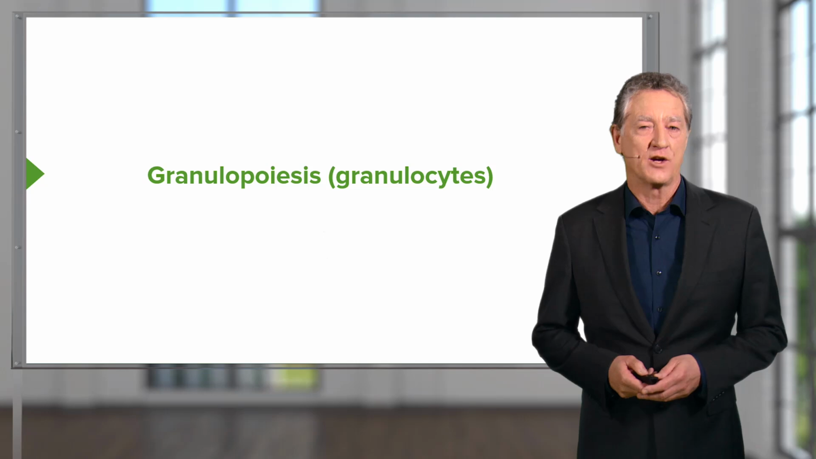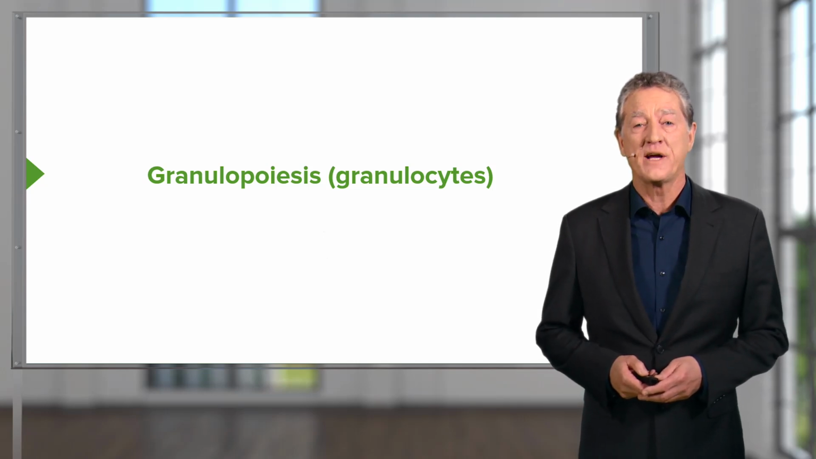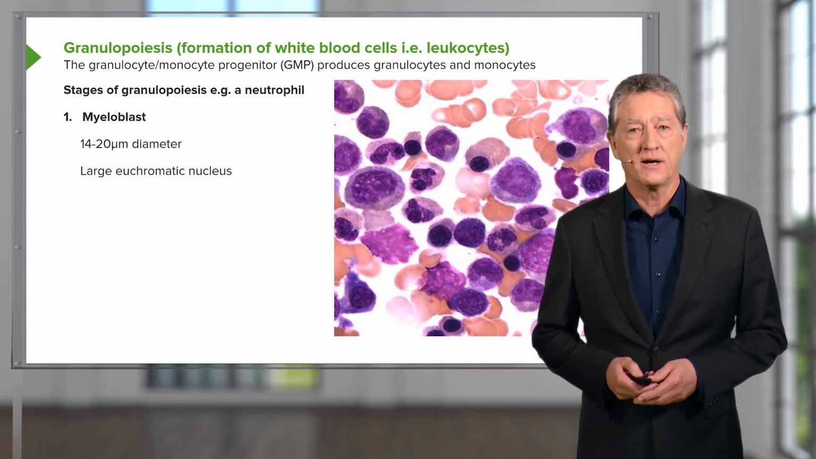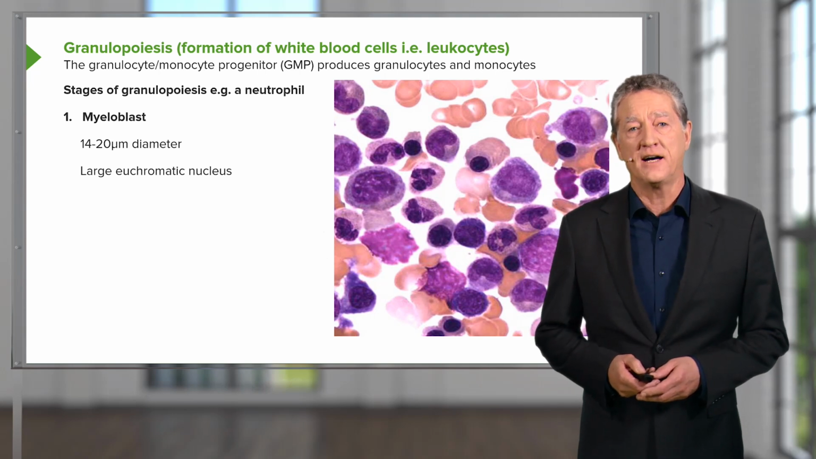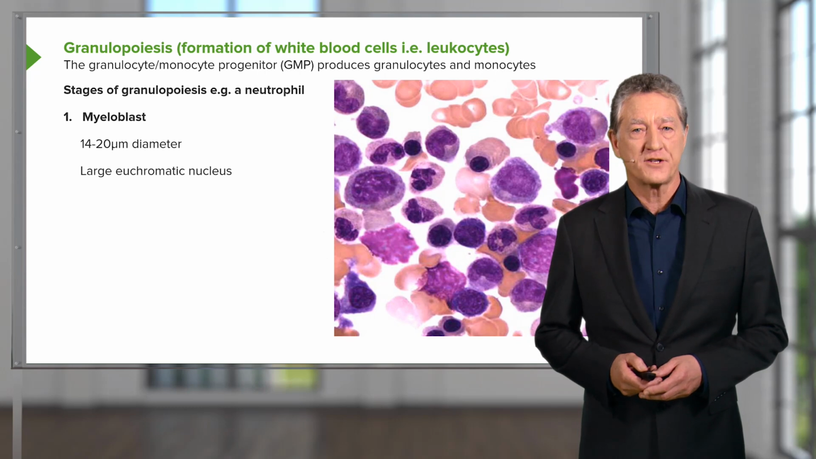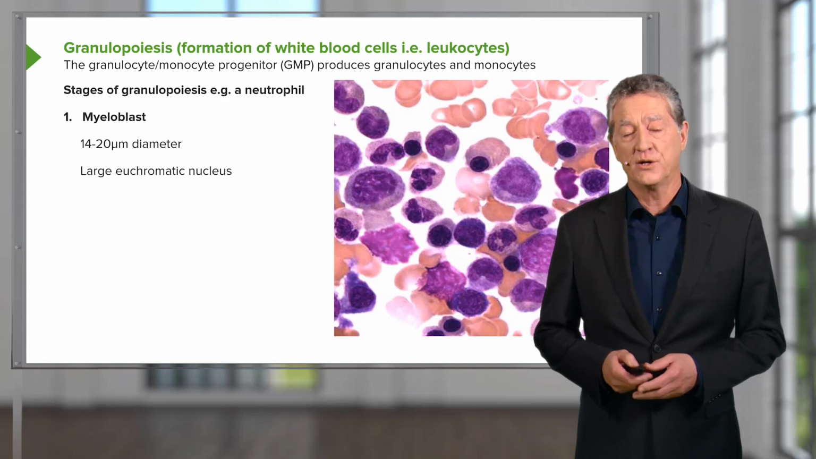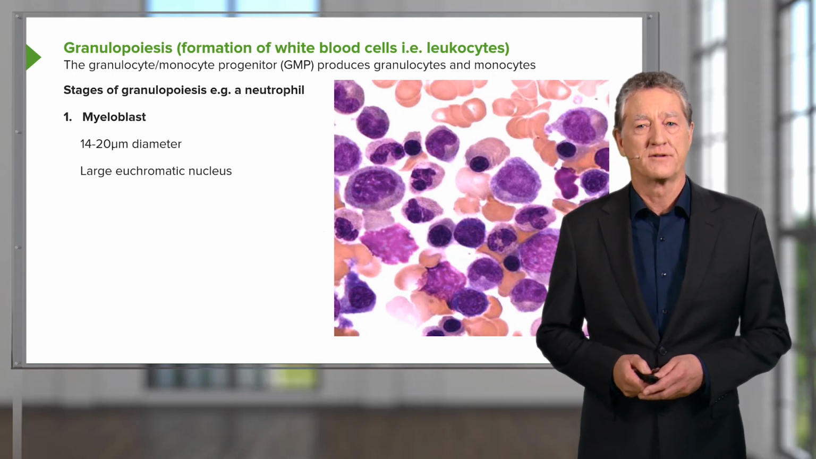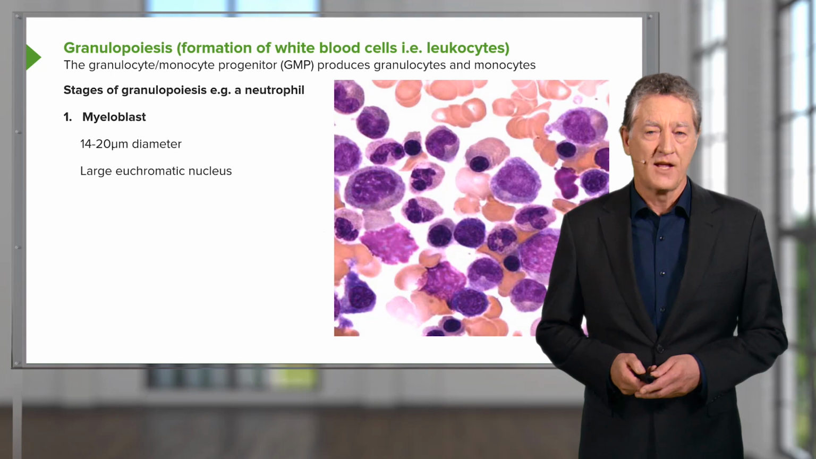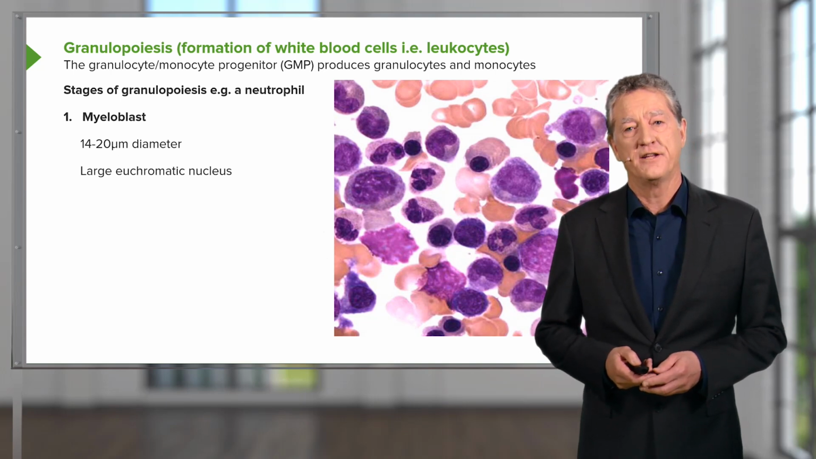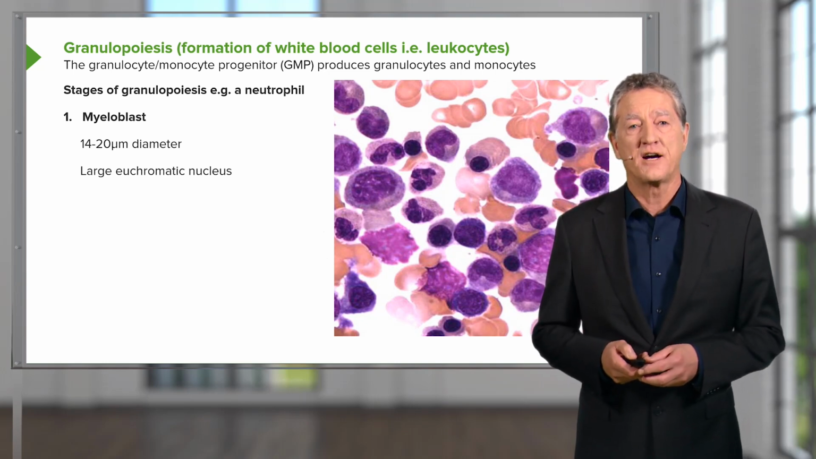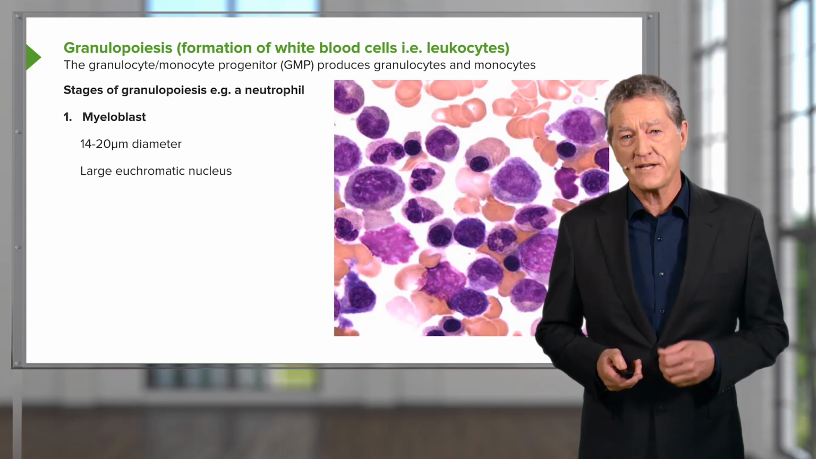Well, now let's look at granulopoiesis, the formation of the granulocytes. Here you see another image of bone marrow. And what we want to concentrate on now is the granulocyte monocyte progenitor cell lineage, the lineage that's going to give rise to the granulocytes and also the monocytes. But as I mentioned earlier, I'm only going to look at the formation of the neutrophil. Well, the first cell that starts off in this lineage is the myeloblast. It's a large cell again, about 20 microns in diameter, and it's got a large euchromatic nucleus.